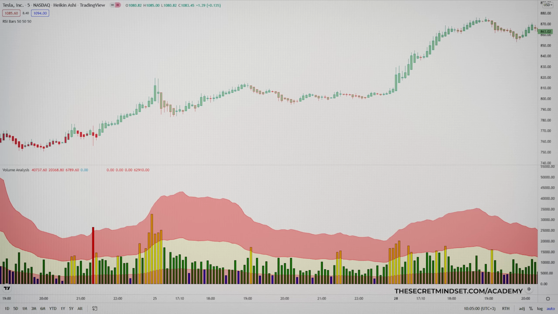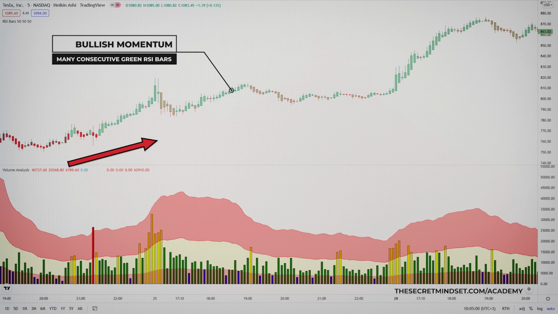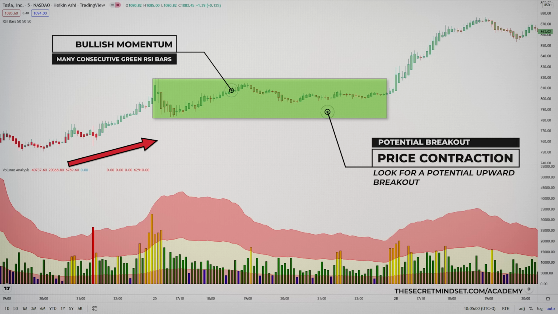This is the 5-minute chart of Tesla. Notice that we have an obvious uptrend, with price making higher highs and higher lows. Momentum is clearly up, with many consecutive green candles. Observe this price contraction after the up move. Like other contracting patterns, this will eventually lead to a breakout and create a new price movement.